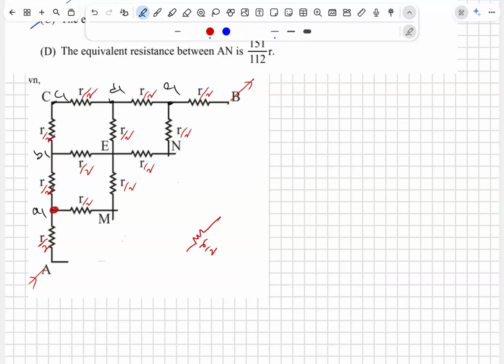That's fine. That's what I'm doing. Remove the junction at E. Remove junction at E.